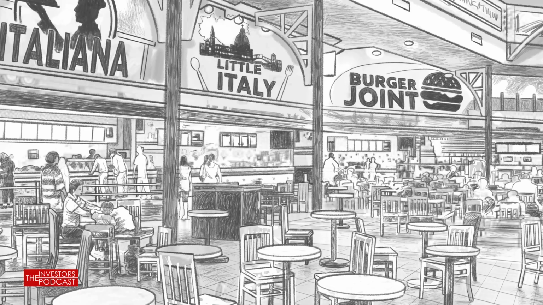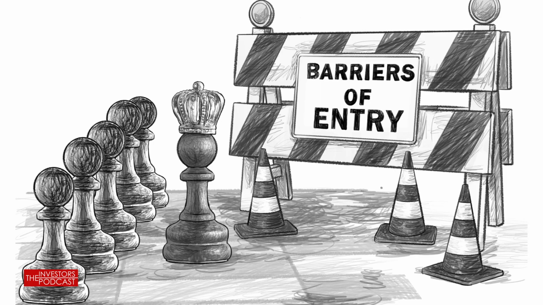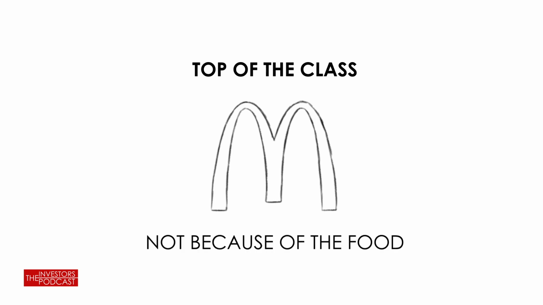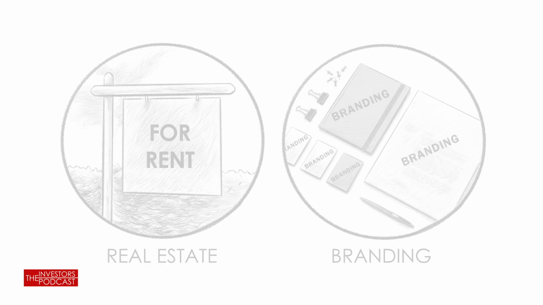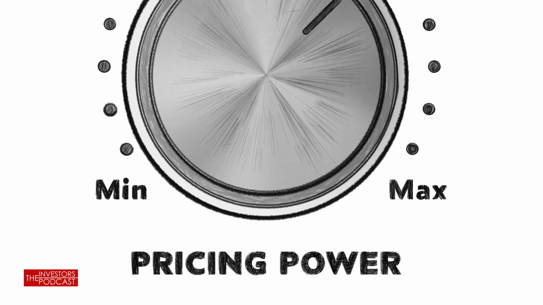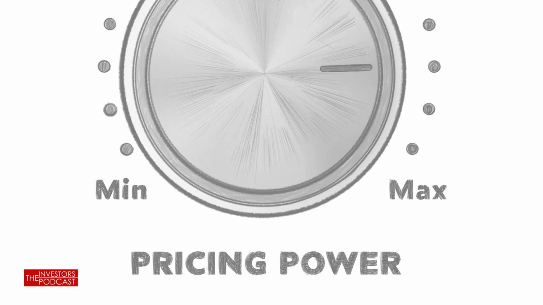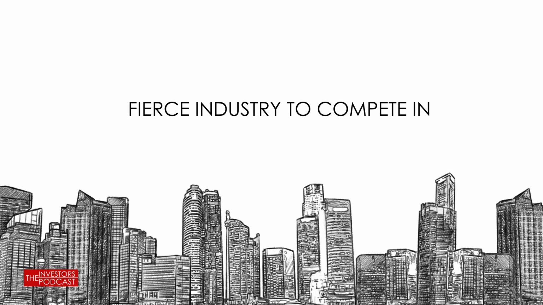In other words, to make a decent profit, you really need to be able to differentiate yourself and to create barriers of entry. And if we still talk about food, something like McDonald's would be top of the class. They have great business, but interesting enough, it's not because of the food. That's not really where they make the money. They do that through real estate and through branding. They have pricing power that allow for somewhat higher margins, at least for food, which is not necessarily high, but it's still a fierce industry to compete in.